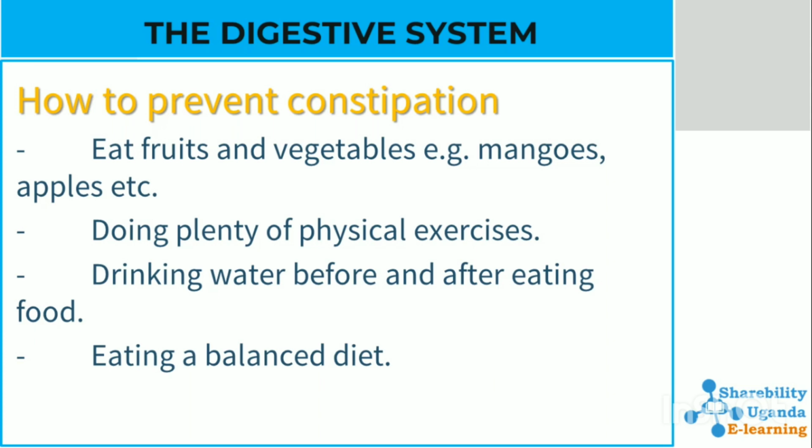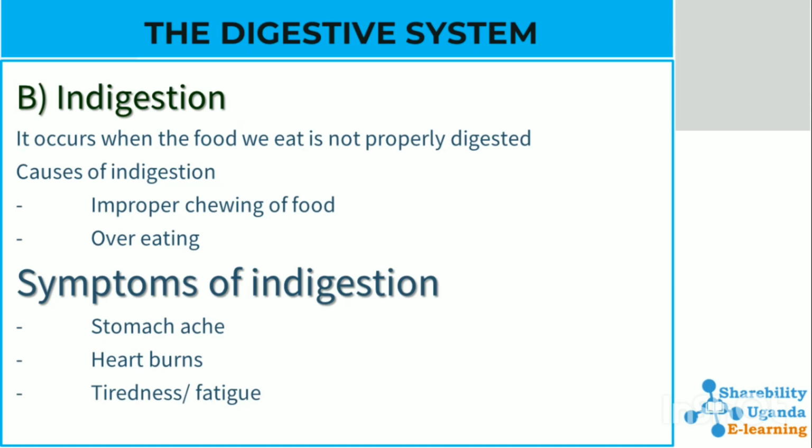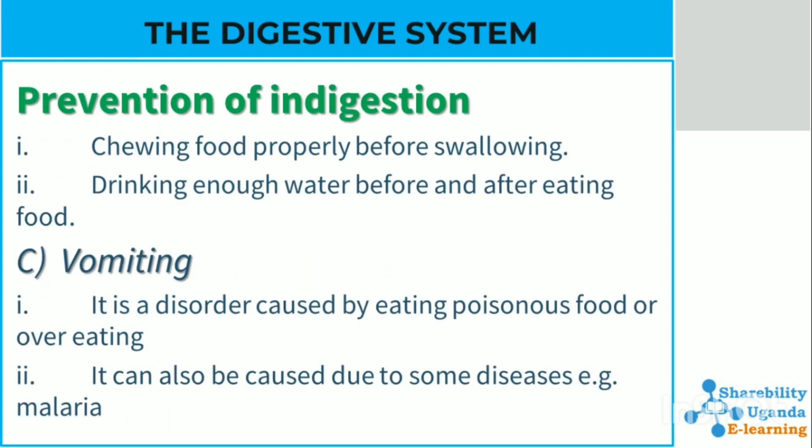We have another disorder, which is indigestion. It occurs when the food we eat is not properly digested. Causes of indigestion include improper chewing of food and overeating, among others. Symptoms of indigestion include stomach ache, heartburn, tiredness, or fatigue. How can we prevent indigestion? By chewing food properly before swallowing, and drinking enough water before and after eating food.